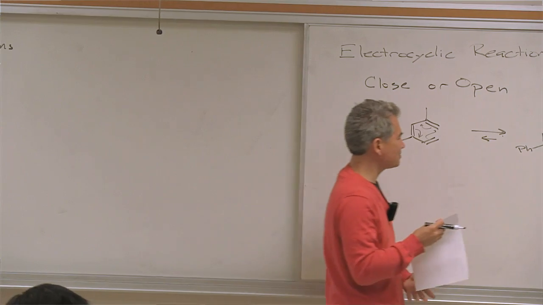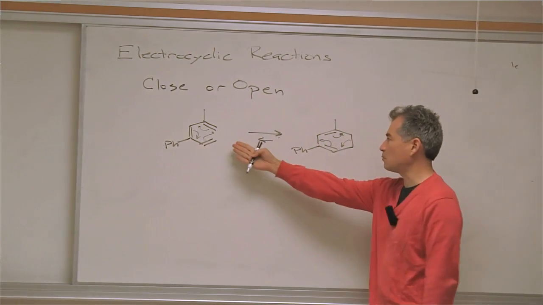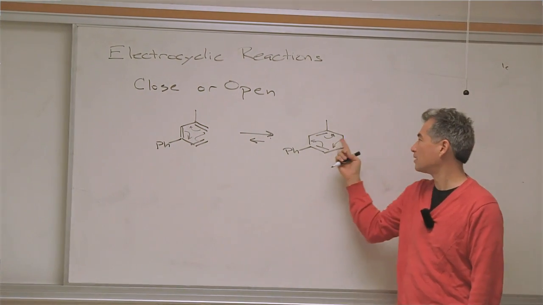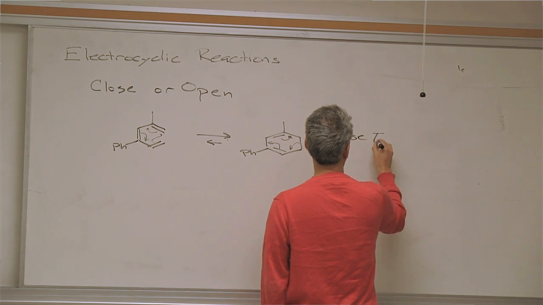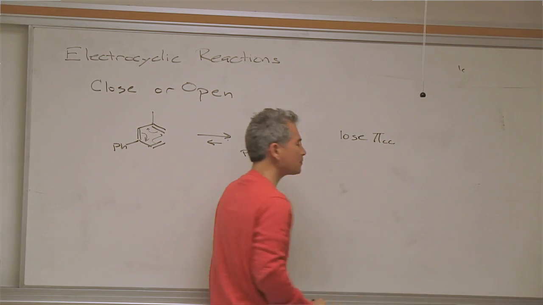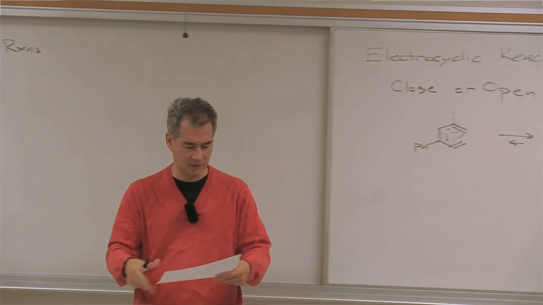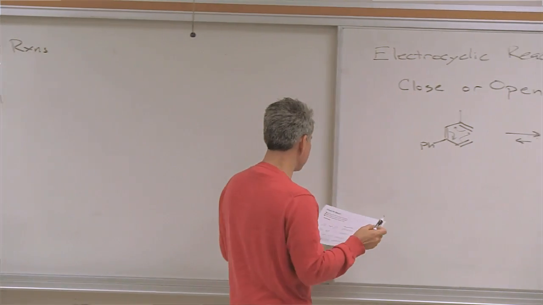Okay, so of course it's going to be favored to trade a weak carbon-carbon pi bond for a carbon-carbon sigma bond. So I'll just write here: lose carbon-carbon pi. And so that's favorable, of course. It's not always so obvious.